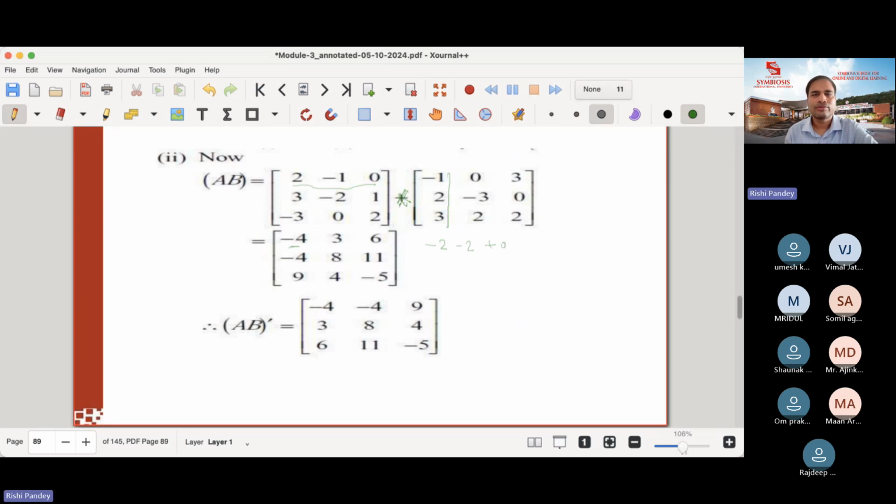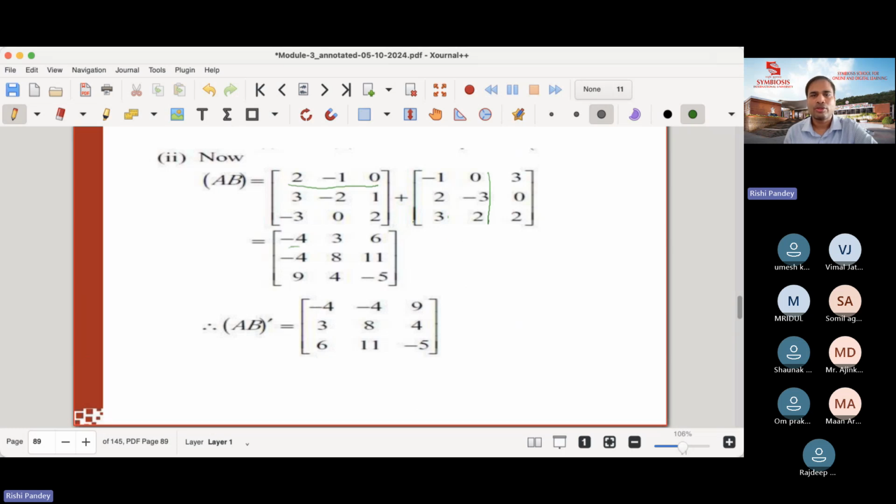Clear? First row, first column. First element, first element. Second element, second element. Third element, third element. Here we will take a row element and here a column element. Similarly, if you proceed to the next, then again, first row, second column.